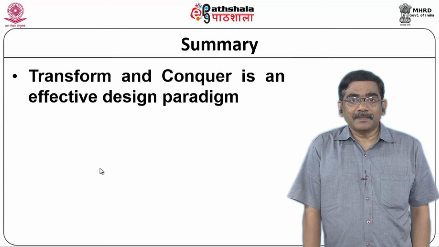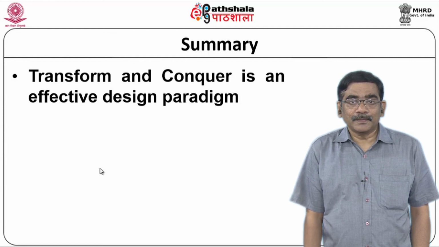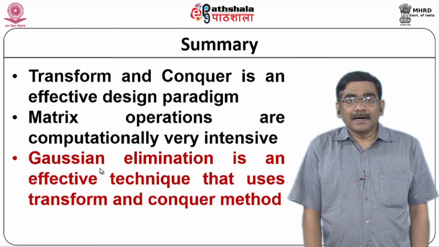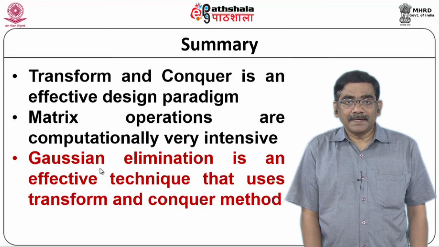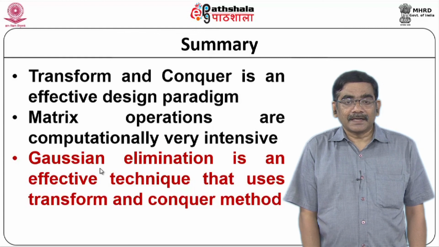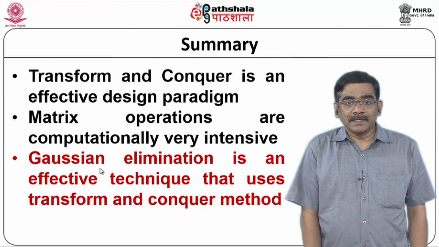In short, the summary is like this: transform and conquer is a very effective design paradigm, which is helpful to transform a problem from one domain to another domain. Matrix operations represent an important class of operations in scientific applications where transform and conquer can be effectively applied. The first step of this transformation is Gaussian elimination, which is a very effective technique that uses the transform and conquer approach.